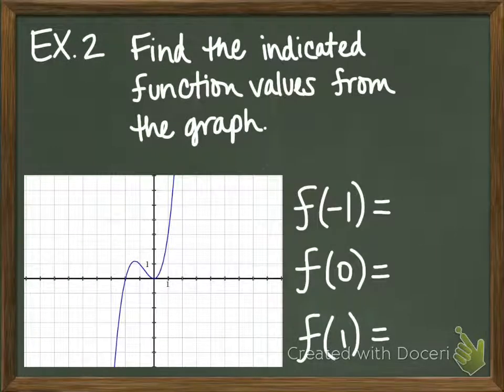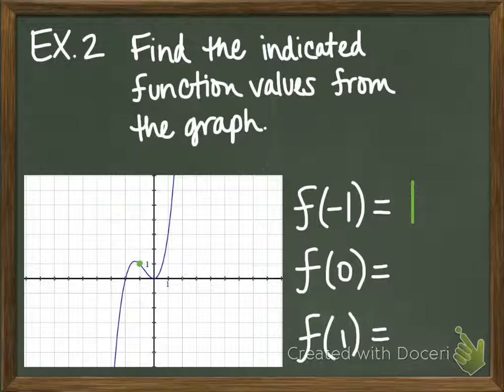Okay, number 2 wants us to find the indicated value of the function just looking at the graph. So remember, the number in parentheses is what we're inputting into the function, or the x value of the function. So if I go to -1 on the x-axis, then I go up or down to the blue line and find a point. I want to know what the y value is at that point. Well, at -1, the y value is +1.